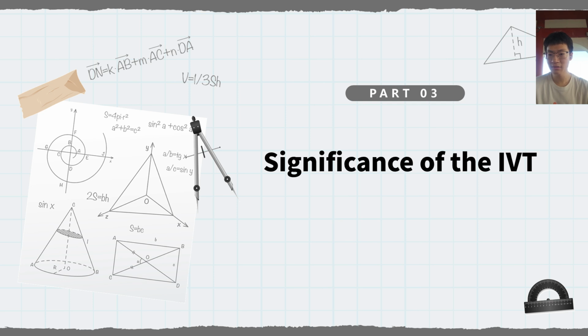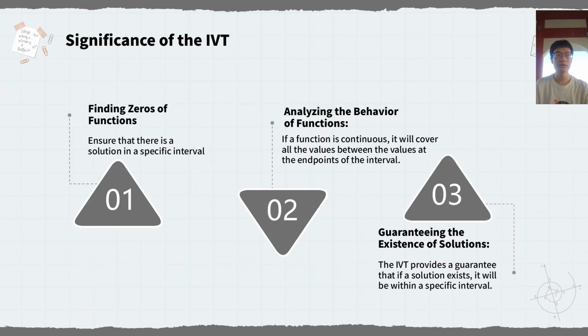Okay, the next part is part 3, significance of the theorem. I will discuss its practical applications in this part. The first one is finding zeros of functions. The intermediate value theorem is a fundamental tool in numerical computation, especially in finding zeros of equations. By applying this theorem, we can ensure that there is a solution in a specific interval.